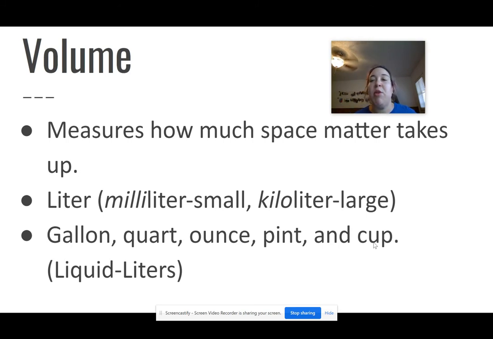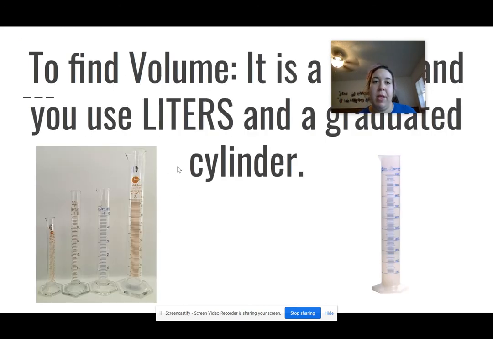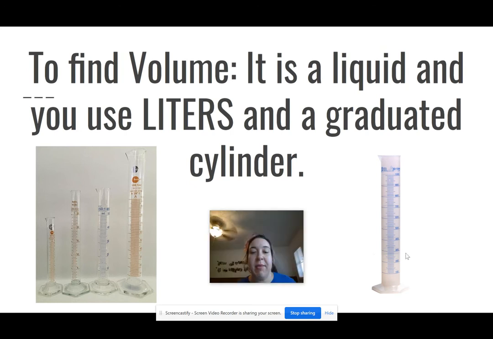Okay. You might also see people measuring with gallon, quart, ounce, pint, and cup. Don't forget liquid liters. Again, we have those prefixes on there. So the milli is small and kilo is large. So milliliter for something tiny, kiloliter for something big. Woo! Look, I'm right in the middle. It's like, this is my show. Anyway, to find volume, you have to use liquid, and you're going to use liters.